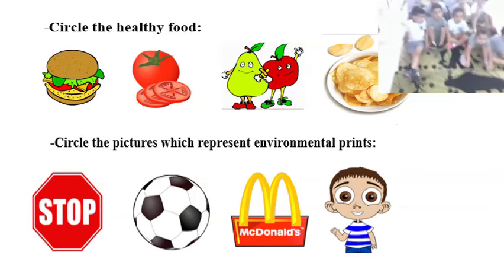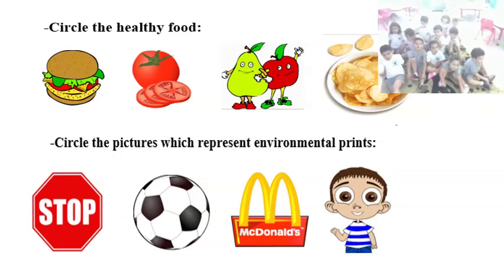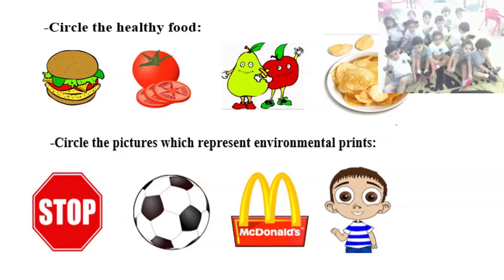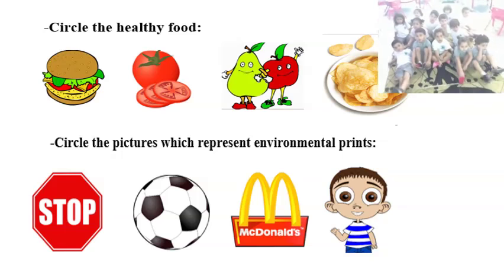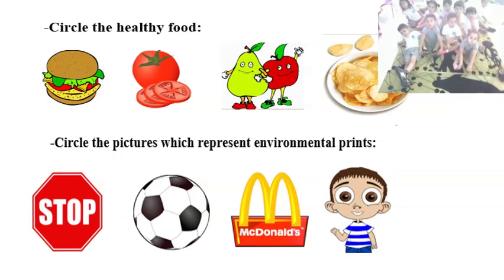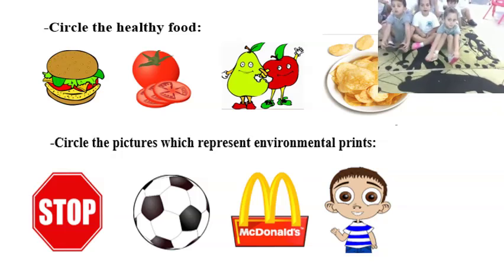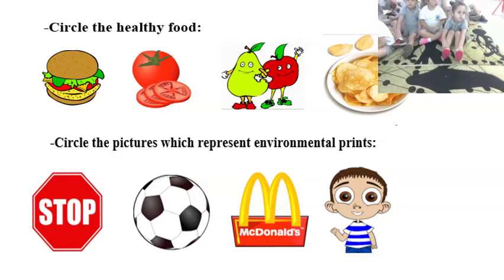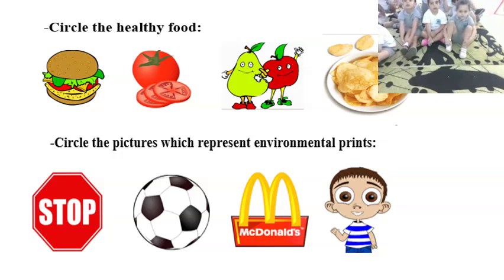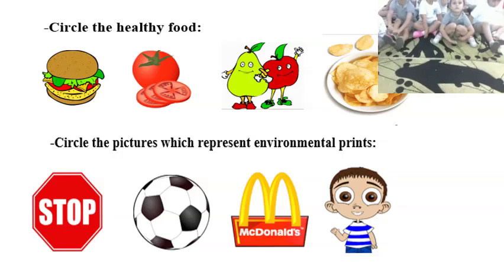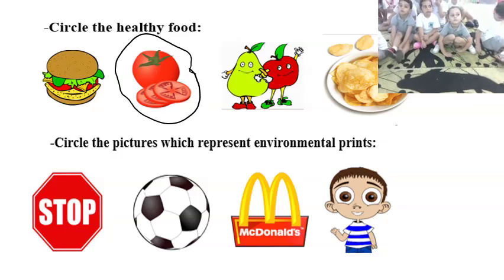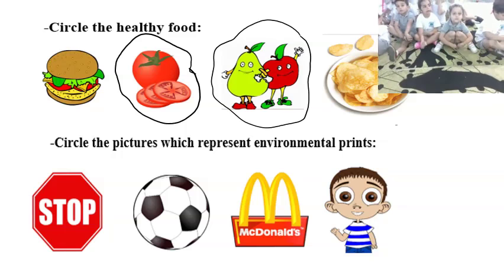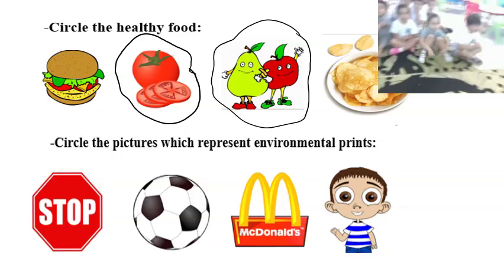Now we move to the healthy food, okay? We have four things we can eat. We have the hamburger, the tomatoes, the fruits, and the potato chips. You have to come and circle for me the healthy food. Is hamburger a healthy food? No. Okay. Tomatoes. I want to hear your voice. Yes or no? If yes, circle it. Good. Fruits. If yes, circle it. Good. Chips. No, good boy. We don't circle it. You can go back to your seat.